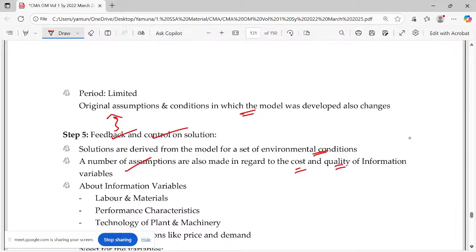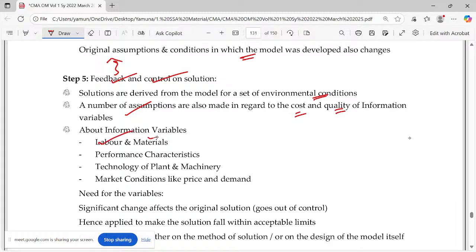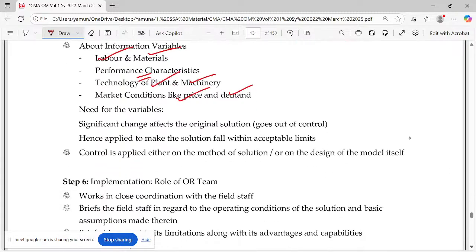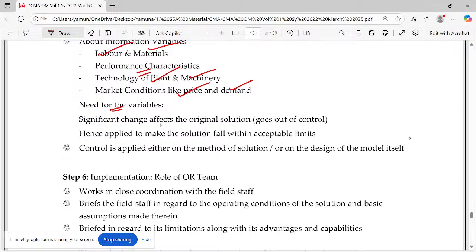So when we talk about the information variables, that may be related to labor or materials, or sometimes performance also matters. So performance characteristics: what type of plant and machinery we are using, what type of technology is behind that, and market conditions like price and demand. Also, why this variable is needed: because so many things are changing, and because of that change, my original solution also gets affected. So I apply control to make the solution acceptable.